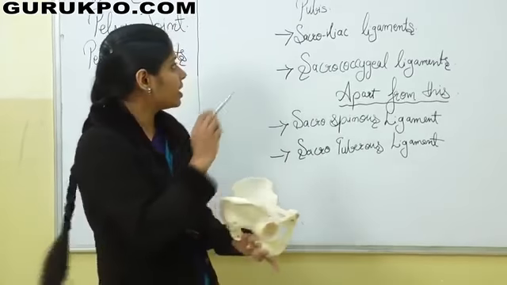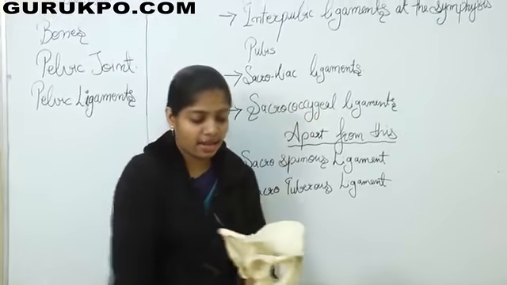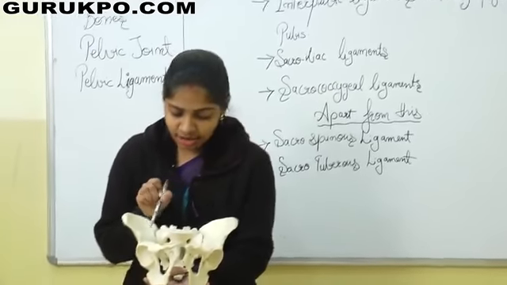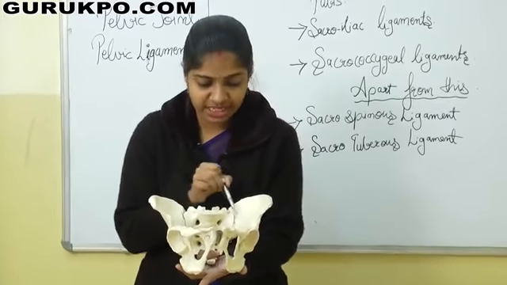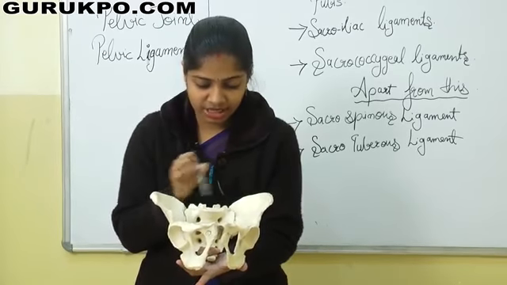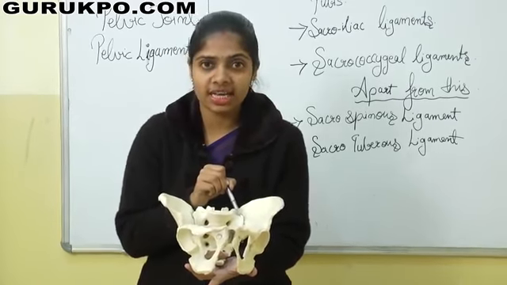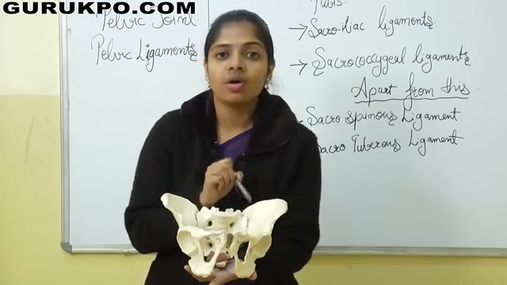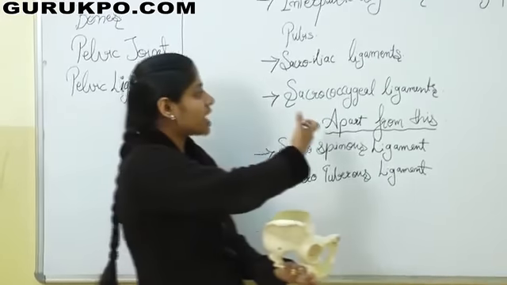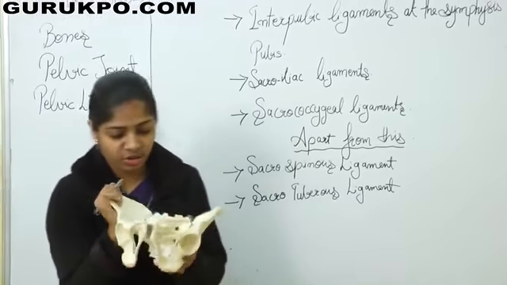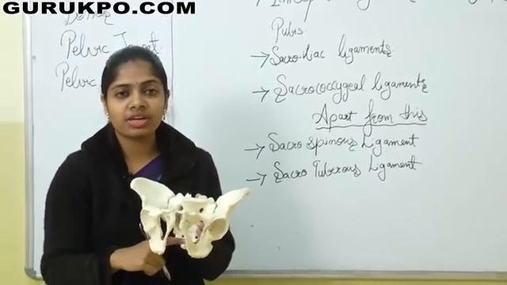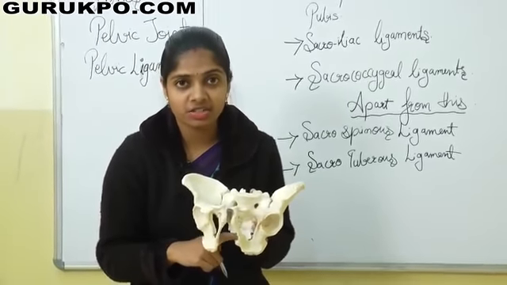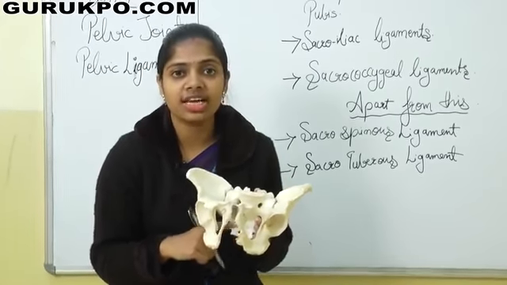Okay. The next ligament is the sacroiliac ligament. Here the sacroiliac joint is present, so the sacroiliac ligament will be present here, on both sides. Next is the sacrococcygeal ligament. As I told you, there is a joint between the sacrum and the coccyx, so there is also a ligament here, which is the sacrococcygeal ligament.